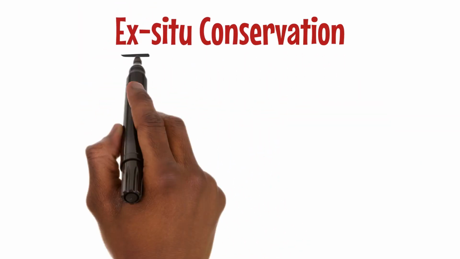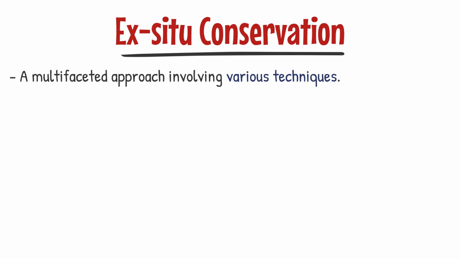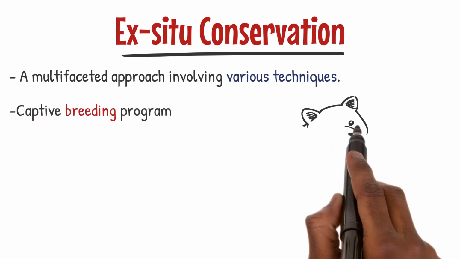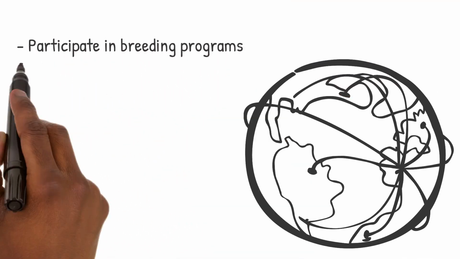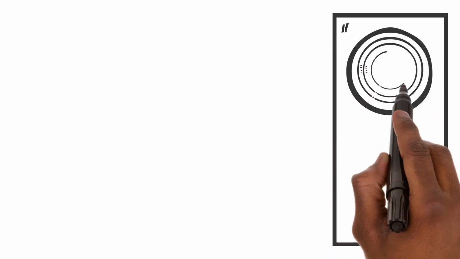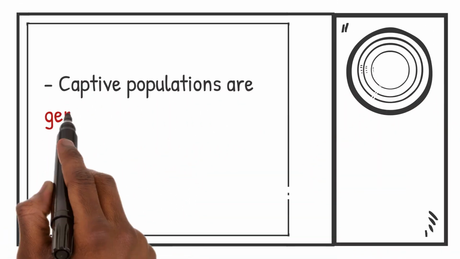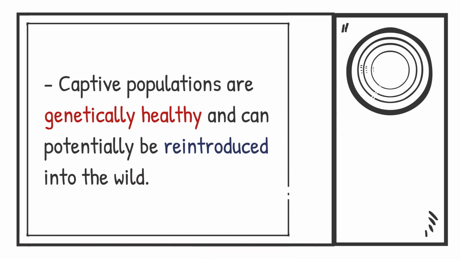Ex situ conservation is a multifaceted approach involving various techniques. Captive breeding programs are at the forefront of ex situ efforts. Zoos around the world participate in breeding programs for endangered species. These programs aim to ensure that captive populations are genetically healthy and can potentially be reintroduced into the wild.